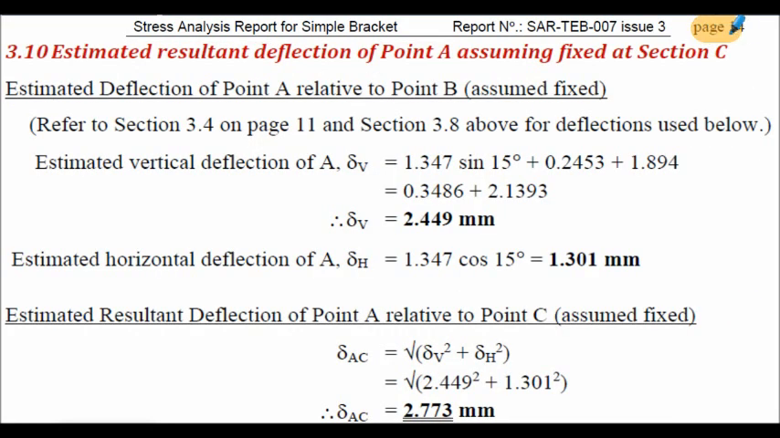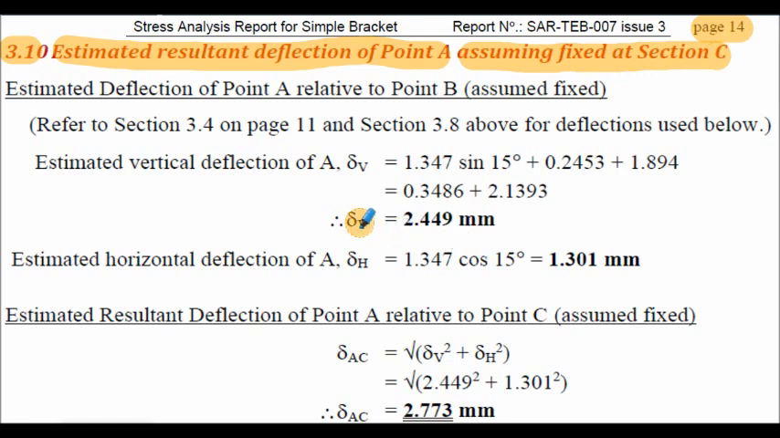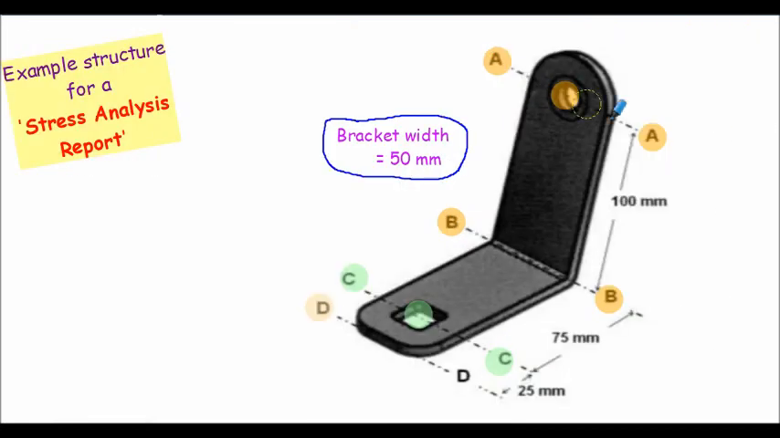And page 14 continued, subsection 3.10. This is the estimated resultant deflection of point A, assuming fully fixed at section C. So calculating the overall vertical deflection of A, calculating the overall horizontal deflection. We use Pythagoras' theorem here to calculate the resultant deflection. Again, this is all based on the idealization. So calculating deflection of point A relative to fully fixed section CC.